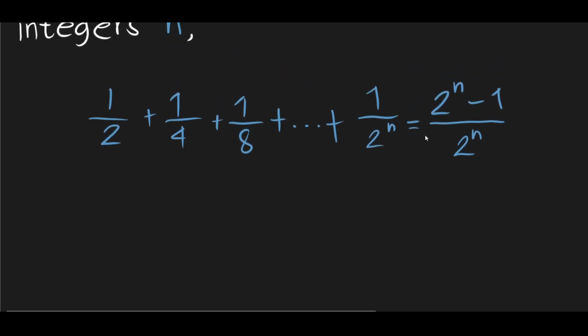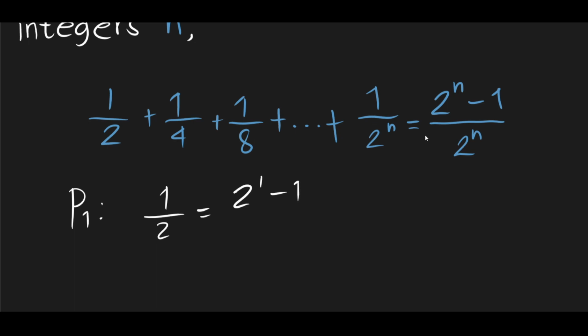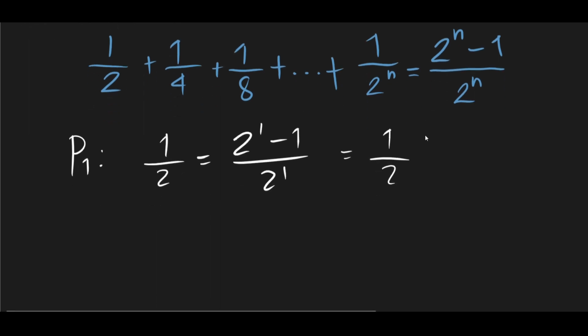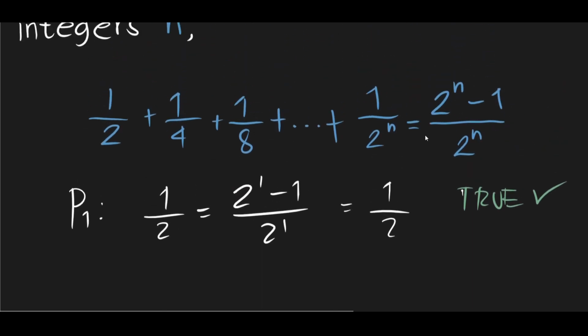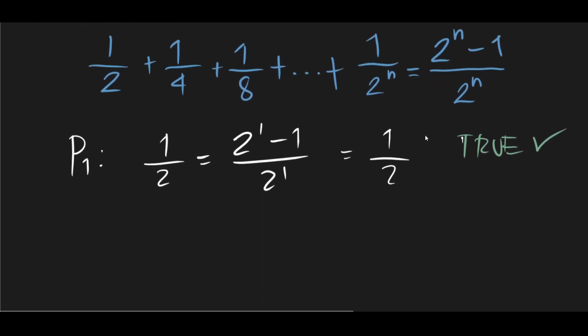Like in the previous examples, the first thing that we need to do is to show that P1 is true. So for P1, n is equal to 1, right? 1/2 is equal to (2 raised to 1 minus 1) all over 2 raised to 1. Now this will be 1 over 2. So therefore, P1 is indeed true. Now that we've done that, let us proceed to the second condition.